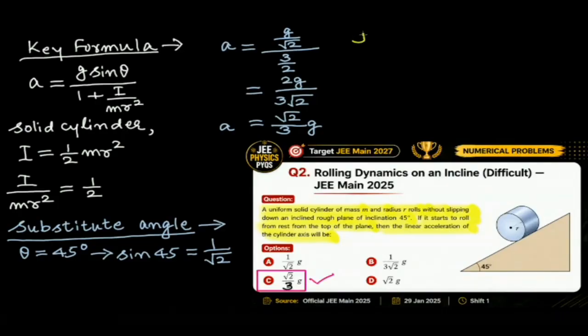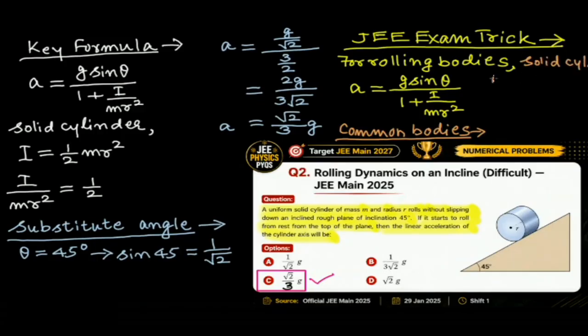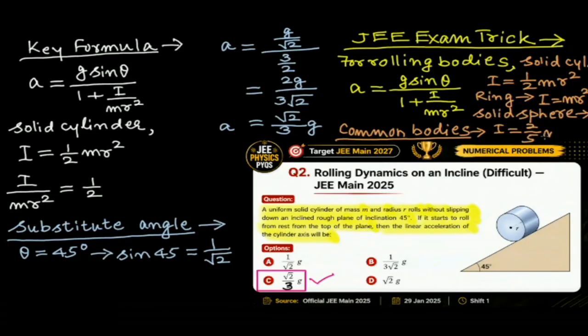JEE exam trick. Remember this one formula for rolling bodies. Acceleration a is g sin theta upon 1 plus I upon mr square. For common bodies, solid cylinder, moment of inertia I is half mr square. Ring, I is mr square. And solid sphere, I is 2/5 mr square. So the moment of inertia immediately tells you how quickly the body accelerates down the incline.